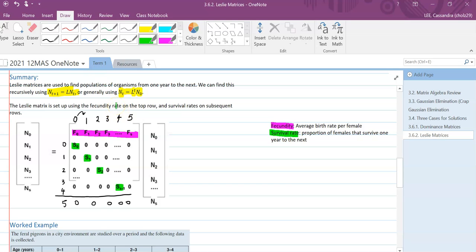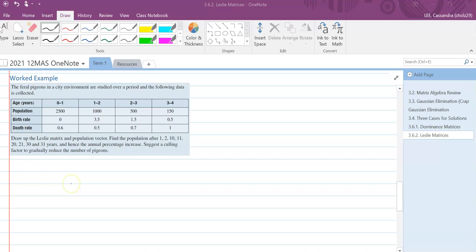So how does this work? Let me show you a question. Here we have a question involving feral pigeons. The first thing that we're going to do is set up our population vector. This is our initial population, so for us, this is going to be equal to n0. I'm going to go down: we have our zeros, then our ones, then our twos, and then our threes. So I'm just going to change this to 0, 1, 2, and 3.